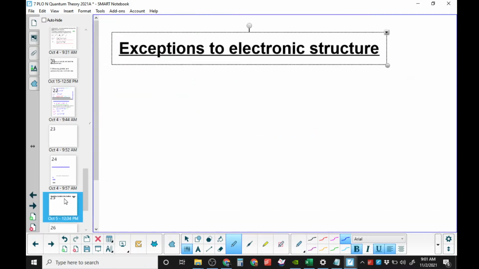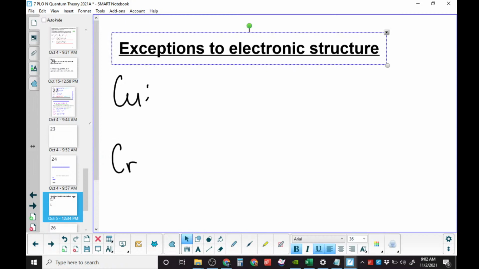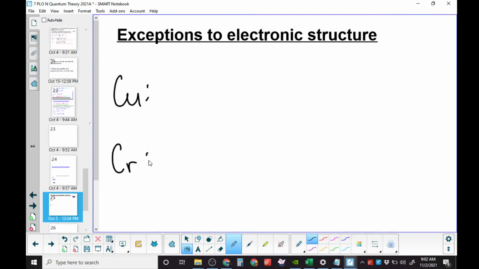And this is exceptions to electronic structures, specifically exceptions to the Aufbau principle. And for that, the two most famous exceptions are copper and chromium. And I would like you to give me the electronic structure of copper and chromium, assuming they're working as per normal. Use core notation.